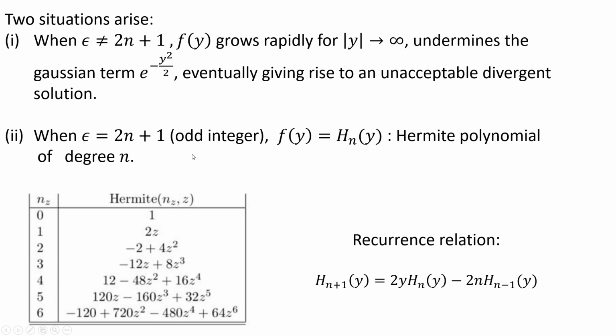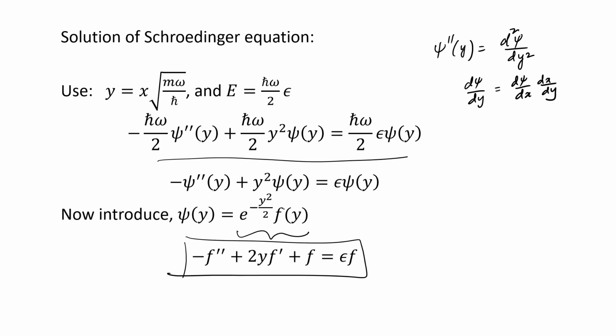And we do not go into the rigorous solutions of that, but it can be figured out that if epsilon does not have this quantization, then this f(y) will grow rapidly as y goes to infinity. In fact it grows as exponential y squared, and then when you multiply it by exponential minus y squared by 2, the whole thing goes as exponential y squared by 2, and this would certainly go to infinity as y goes to infinity.